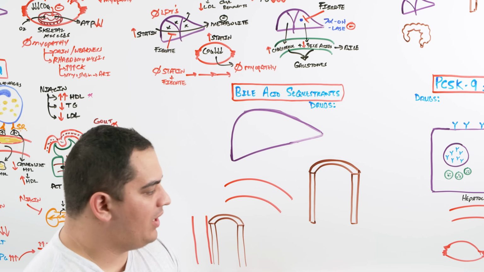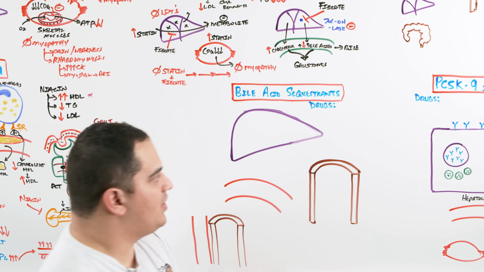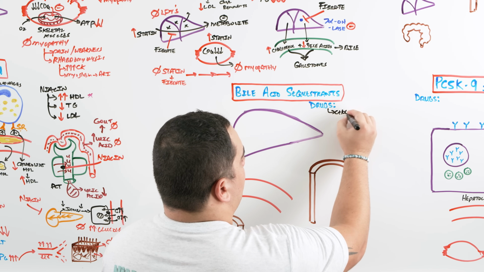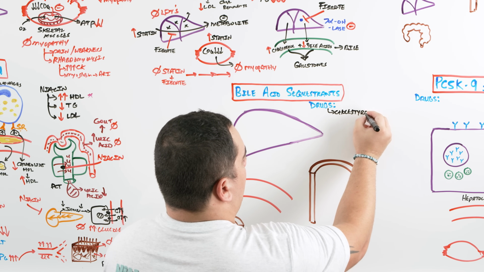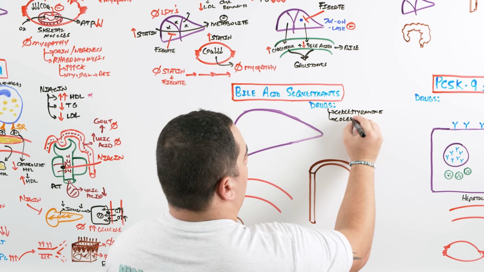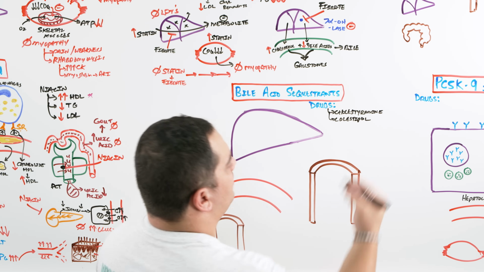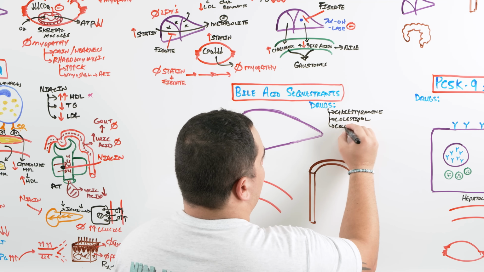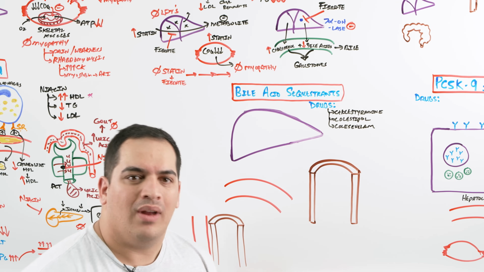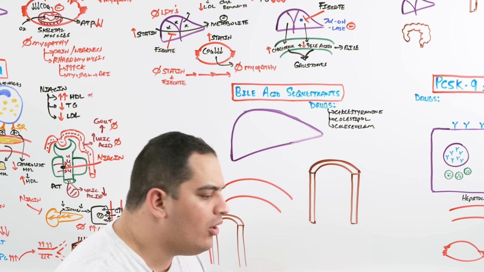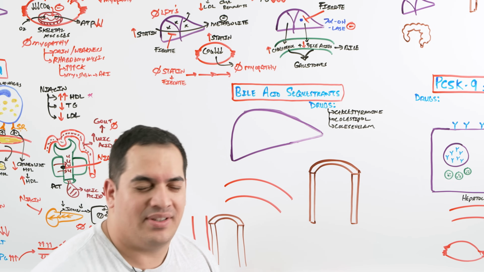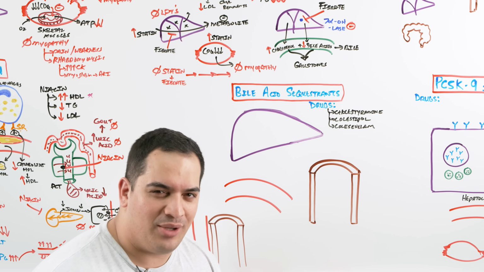All right, bile acid sequestrants. These are pretty interesting drugs. So there's a couple of them. One is going to be what's called cholestyramine. Another one is called colestipol. And then there's another one called colesevelam. Now, these drugs are relatively interesting. Now, one of the things about bile acid sequestrants is that, again, they're not first line. Obviously, statins are the first line, but what they do is really cool.